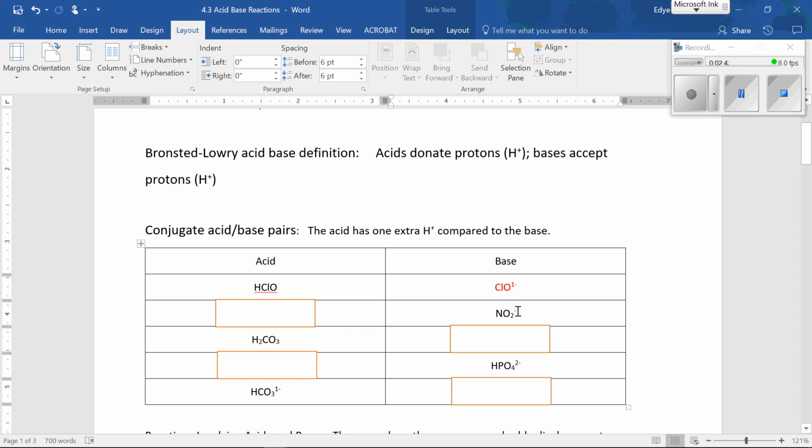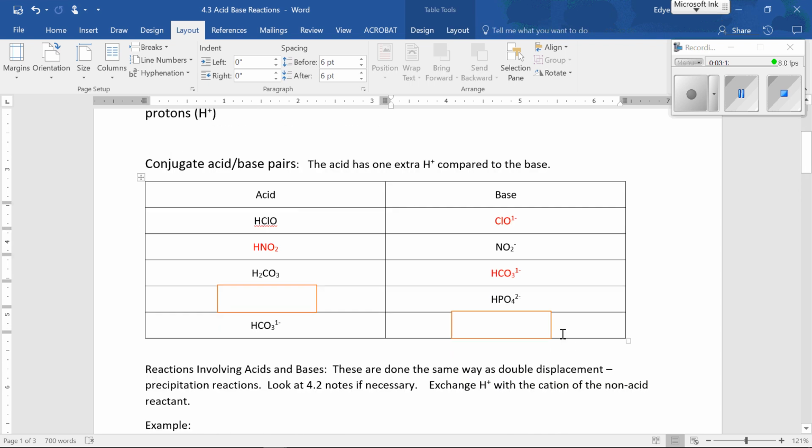NO2 minus, the acid has an extra H plus, so for the NO2 minus, I'm going to add an H plus. You can fill this in now if you think you know the answer. We add an H, and we add plus 1 to the charge. Now this one, it's not too tricky. Take away only 1 of the H's. We're left with 1 H. Take away 1 from the charge, and we get, you can fill this in on your own, HCO3 1 minus.